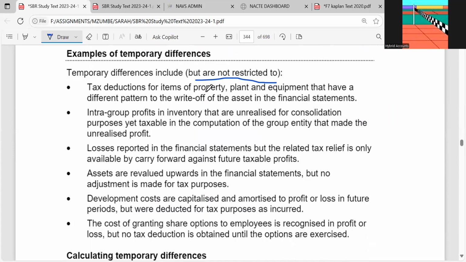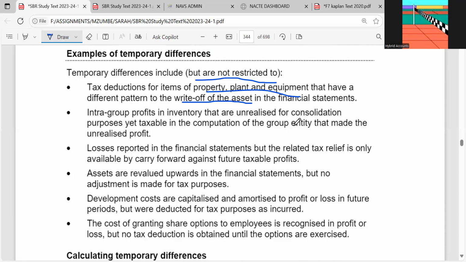Tax deductions of items of property, plant, and equipment that have a different pattern to the write-off of the asset, like you have seen there, right? Depreciation rates differ, but maybe also intragroup profits in inventory. We are speaking of consolidated financial statements now: intragroup profits in inventory that are unrealized for consolidation purposes. So it's something we call provision for unrealized profit.